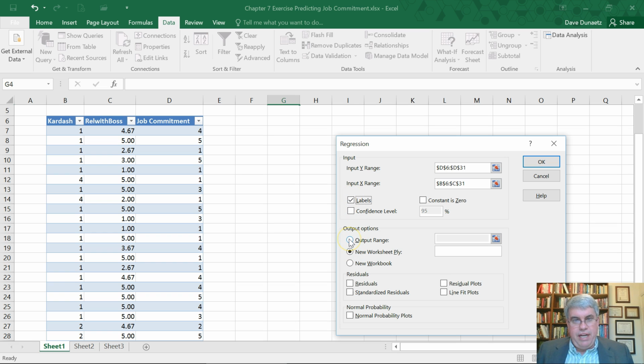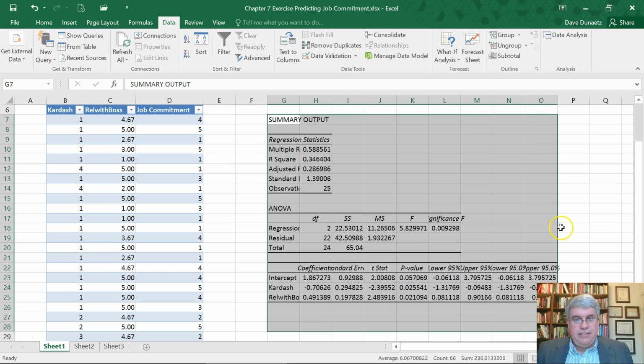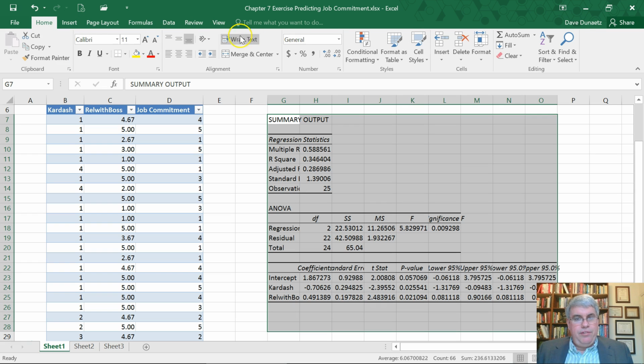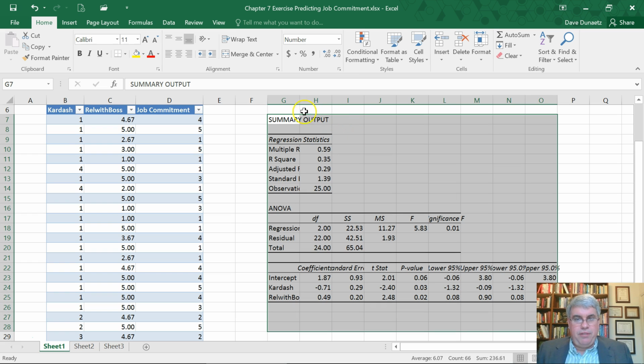The output range, I want to put right next to it. So I click on output range. Now I've got to click in the box here so I don't lose the input. And I'll put it over here in G7 and press OK. I'm going to get this big wall of numbers. So let's reduce the number of decimal points. Home, number, reduces it to 2 decimal points.